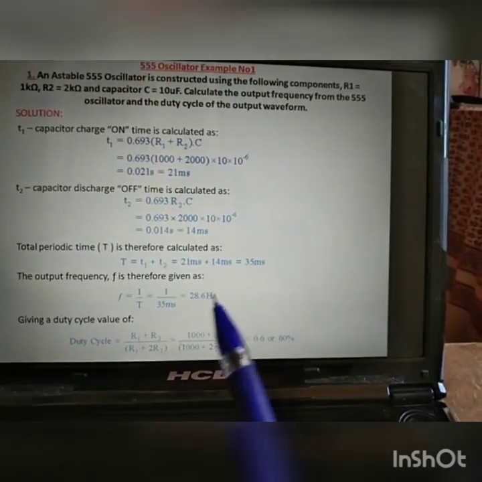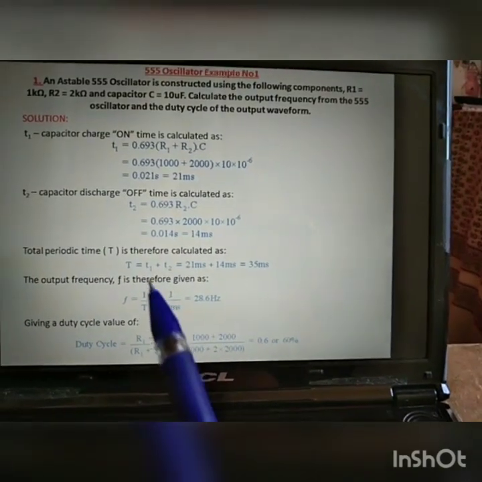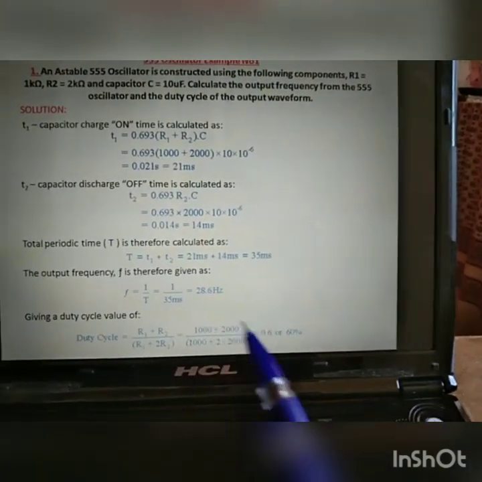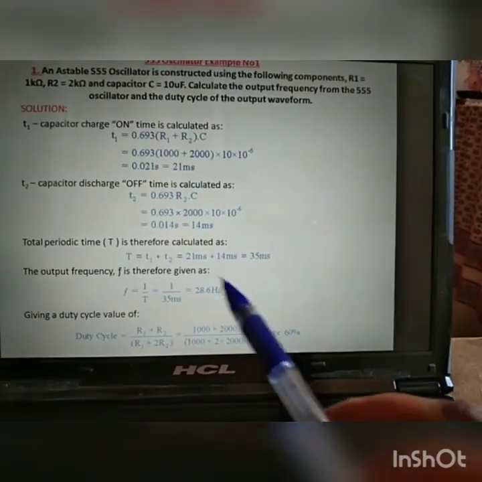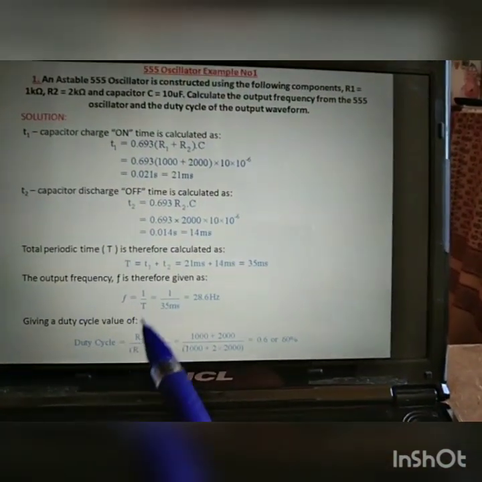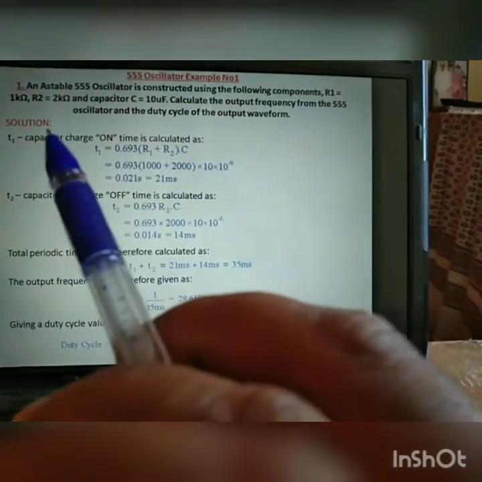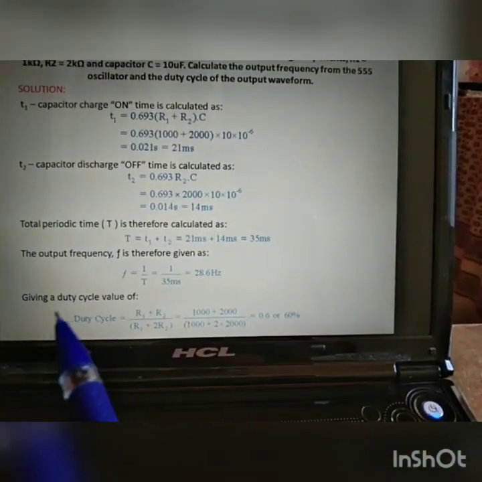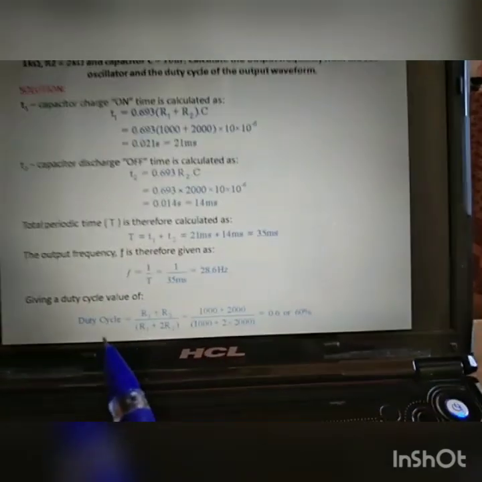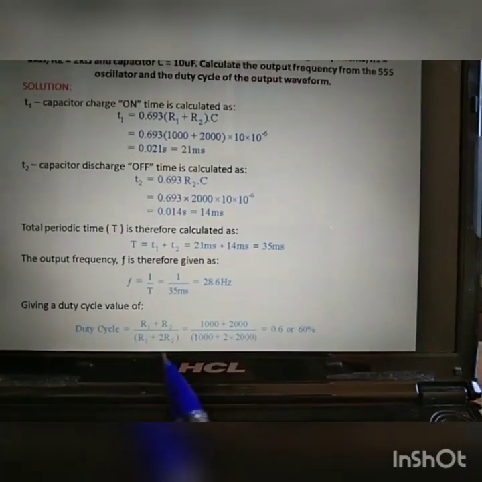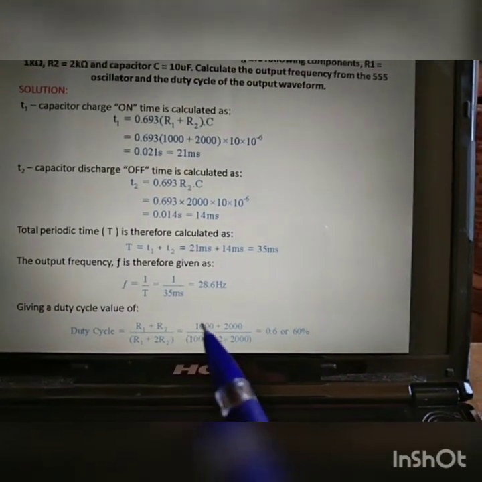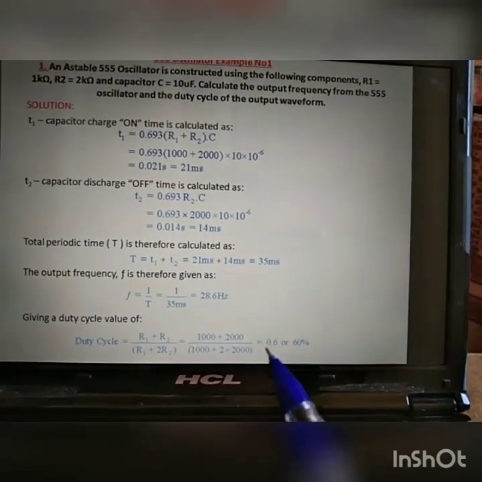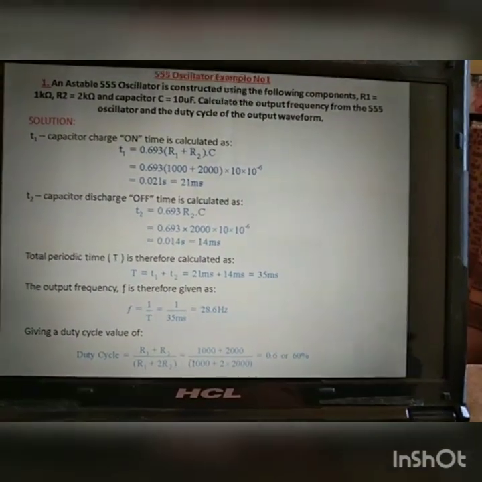Next you have to calculate the frequency. F is equal to 1 by T. The total time is 35 millisecond. 1 by 35 millisecond is equal to 28.6 hertz. Therefore, the frequency of oscillation with the 1 kilo ohm and 2 kilo ohm resistors is 28.6 hertz. Next, calculate the duty cycle. The duty cycle is equal to (R1 plus R2) divided by (R1 plus 2 R2). With R1 as 1 kilo ohm and R2 as 2 kilo ohm, the total is 0.6, meaning a 60% duty cycle.